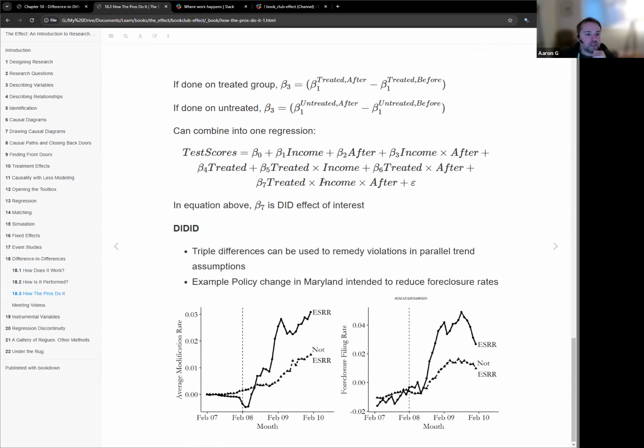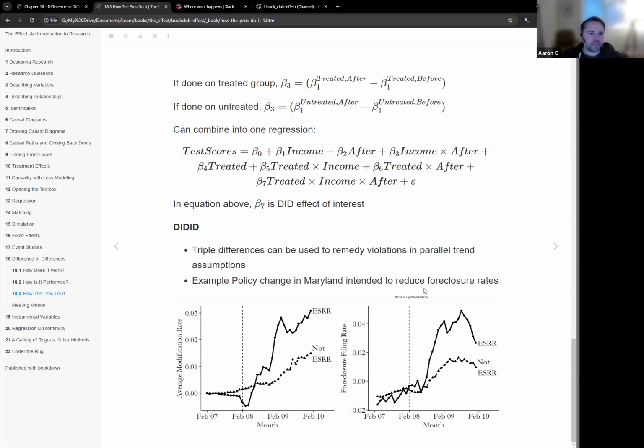This beta 7 coefficient, which is the three-way interaction between treated, income, and post-treatment period, is actually your DID effect. So I think that's pretty cool that this can be handled all in one regression. It's just a little bit more complicated to look at.